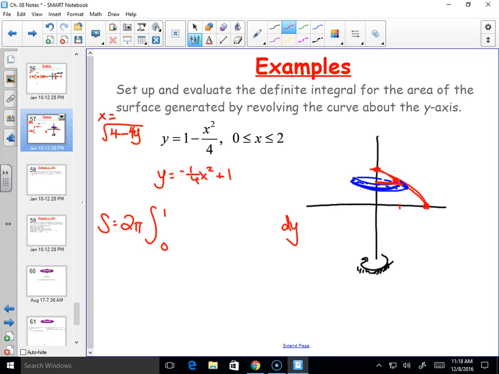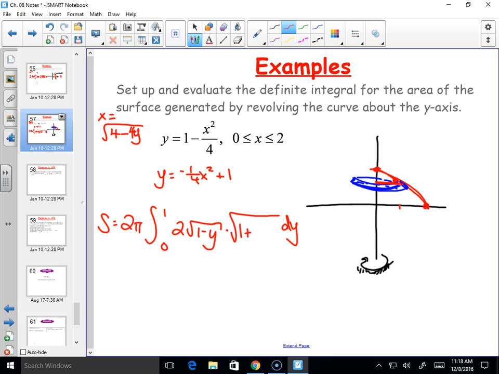Could we pull out the 4? Yeah, that's what I did. You could if you want to, and then it would be 2. If you're doing this by hand, yeah. Square root of 4, that would just be a 2, so we could do the 2 square root of 1 minus y. But that's the radius, and I still need the square root of 1 plus.